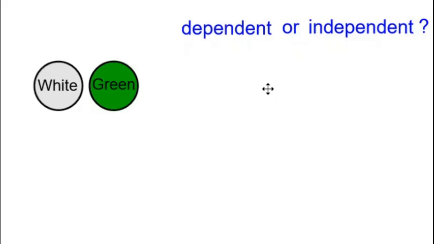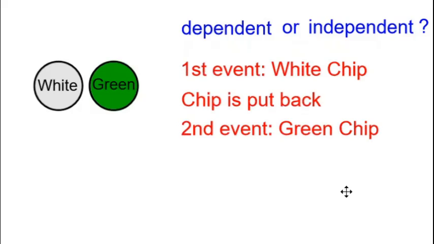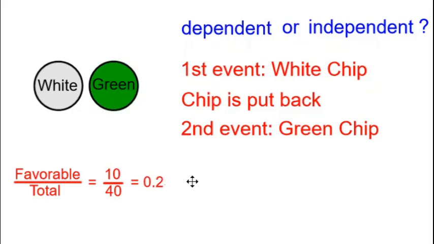Let's look at the probabilities involved. We have first event white chip, chip put back, and then second event green chip. For the first event white chip, favorable over total is 10 over 40, which converts to 0.25 as a decimal and 25% in the form of a percentage.